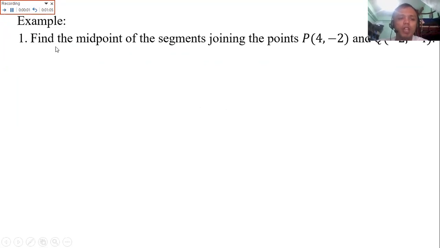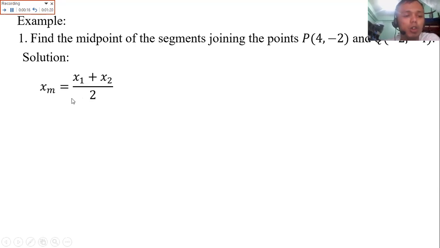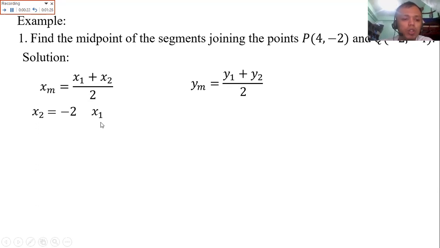Example here. Find the midpoint of the segment joining the points P, with the coordinates of 4 and -2, and Q, with the coordinates of -2 and -4. Let's start with the x coordinate. Your x sub 2 here is -2, your x sub 1 is 4. Then your y sub 2 here is -4, and y sub 1 is -2.